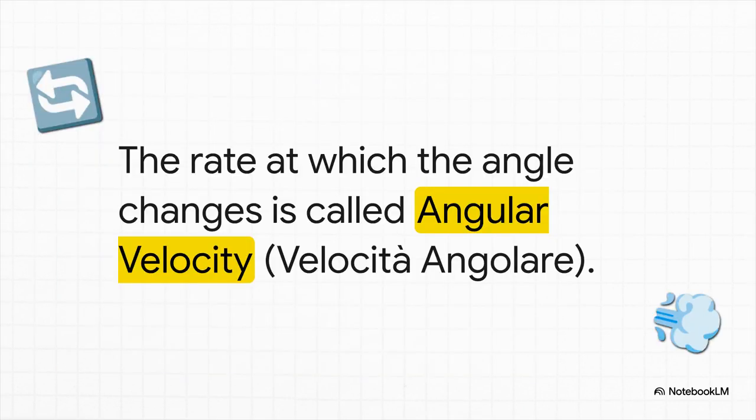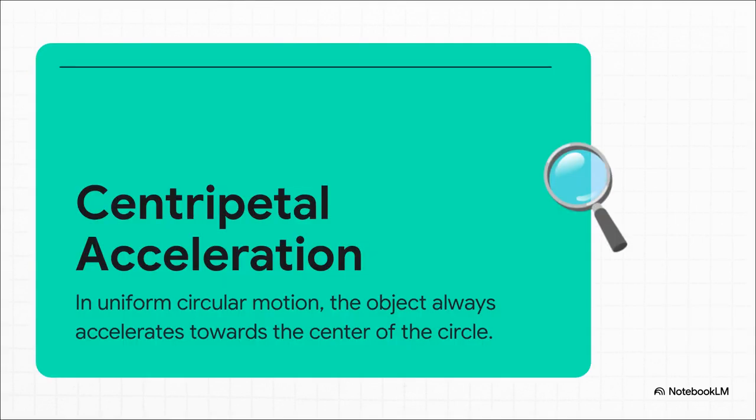So, just like regular velocity tells you how fast you're covering distance, angular velocity tells you how fast you're sweeping through an angle. It's how quickly something is spinning or orbiting, and we measure it in, you guessed it, radians per second. And here is where it all clicks together.